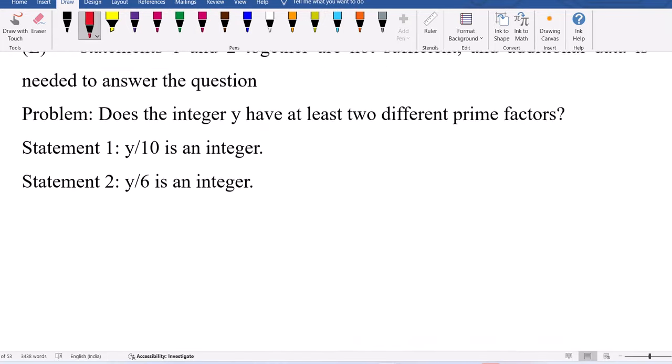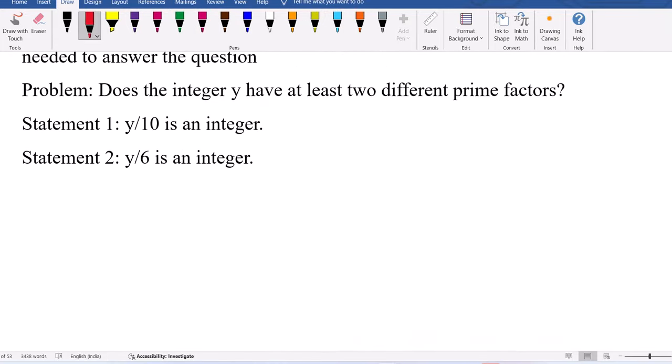And here there is a question. Does the integer y have at least two different prime factors? Yes or no? To answer that, is statement one alone sufficient, statement two alone sufficient, or both statements together required?